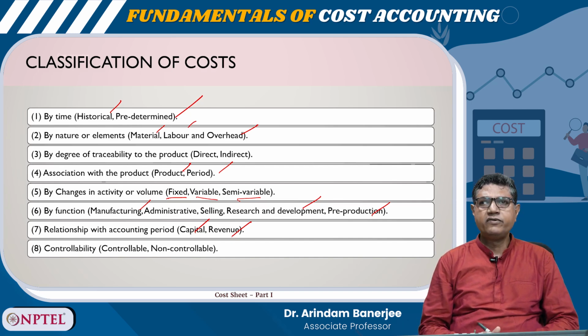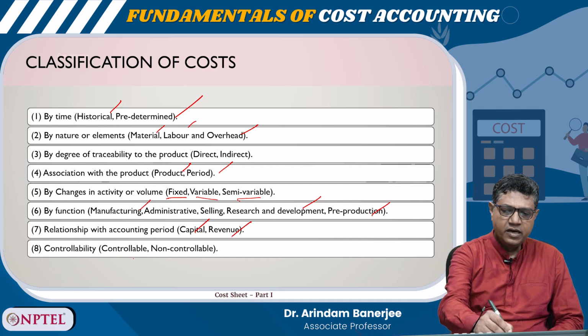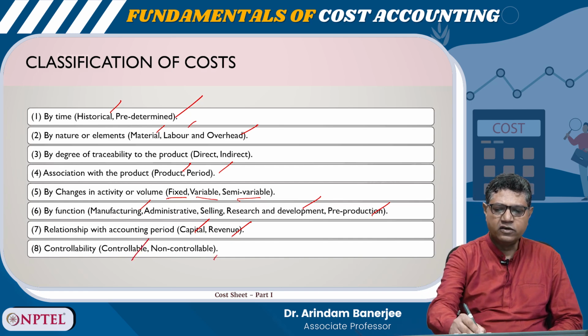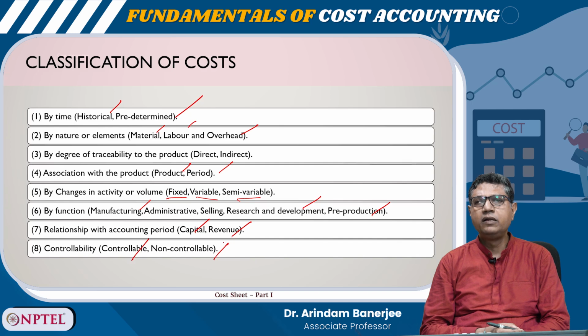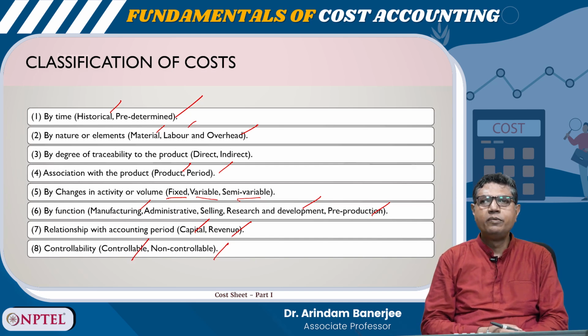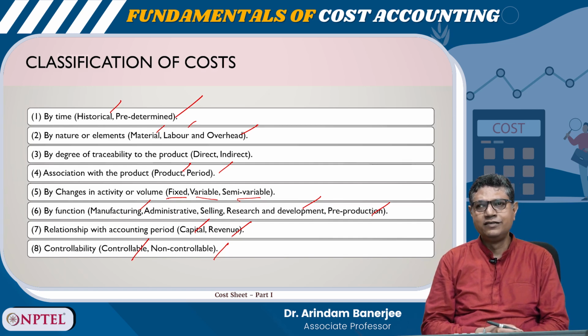On the basis of controllability also we can segregate the costs, like controllable and non-controllable. Controllable cost is a cost which is dependent upon your decision, so you can decide whether to incur this cost or not. But there may be certain costs which are not under your control. Those types of costs are called non-controllable costs.